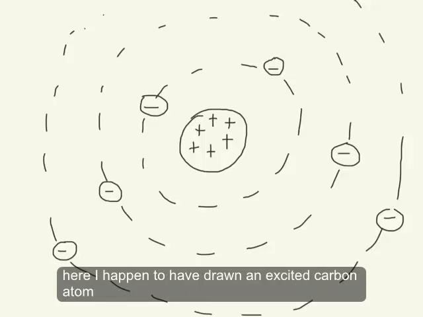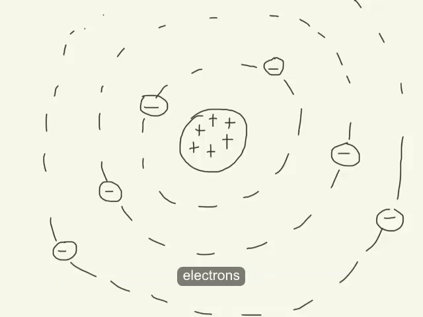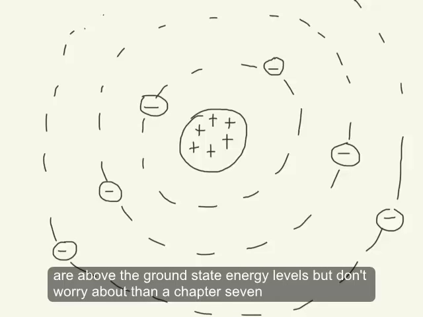Here I happen to have drawn an excited carbon atom. Electrons are above the ground state energy levels, but don't worry about that until chapter 7.